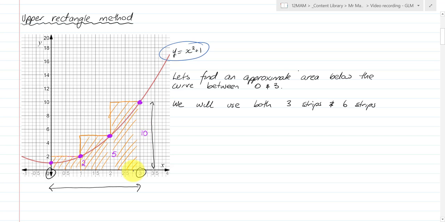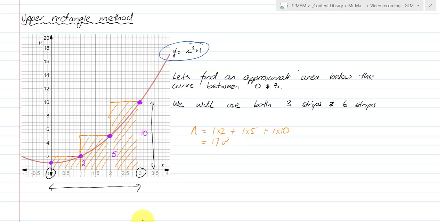And therefore, in orange, the area approximation will be equal to the area of the small rectangle, which is 1 times 2, plus the area of the middle rectangle, which is 1 times 5, plus the area of the higher rectangle, which is 1 times 10. And that, of course, is equal to 17, and it's units squared. So we've got an approximate area of 17 units squared, but we know for a fact this is an overestimation because we used the upper rectangles method.